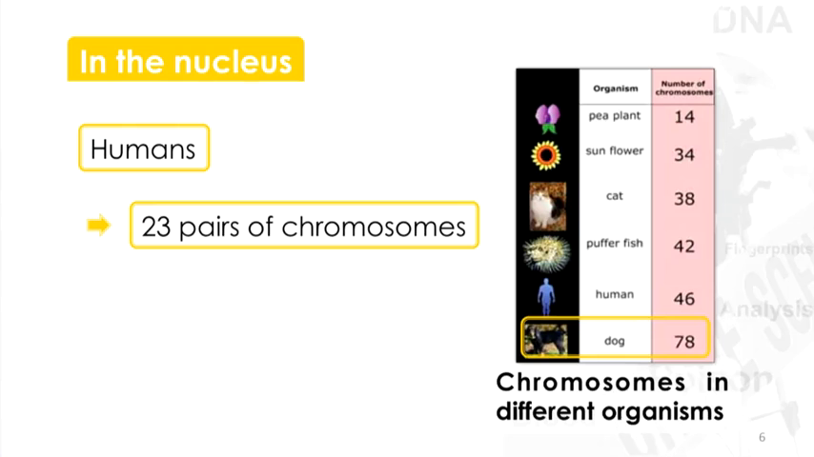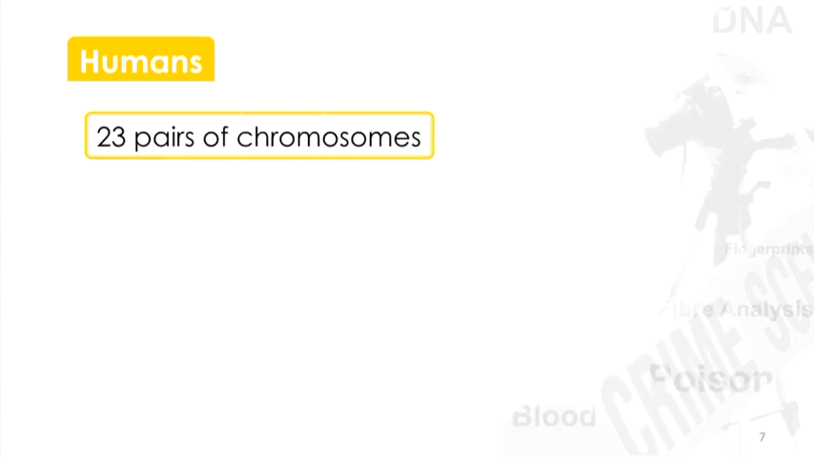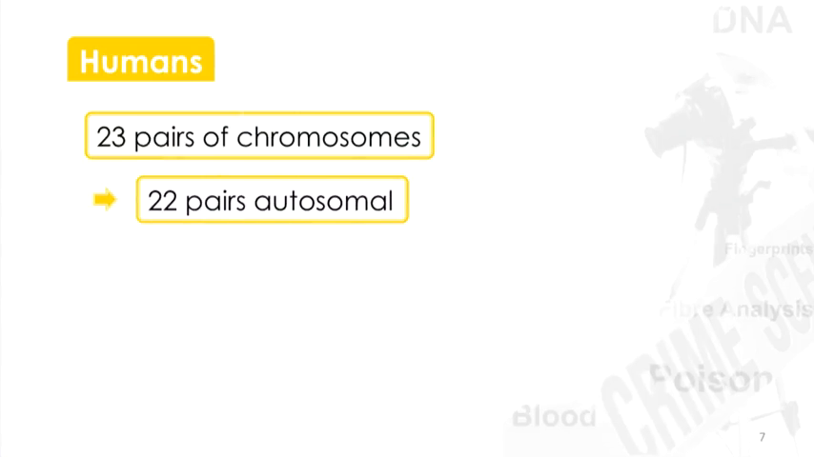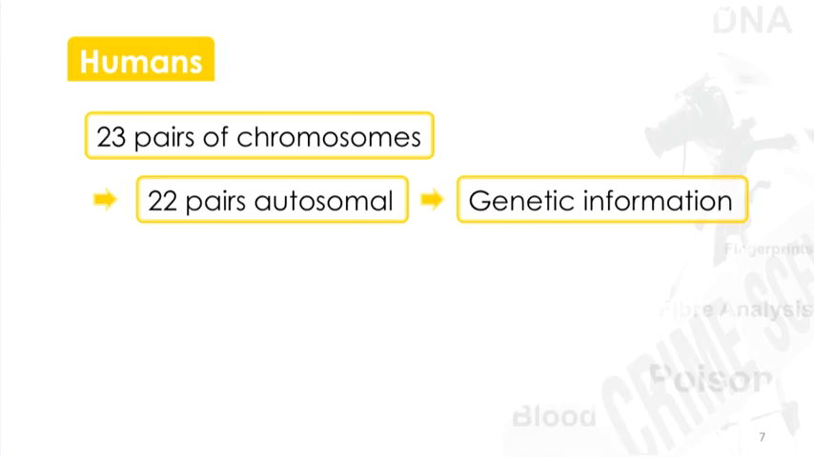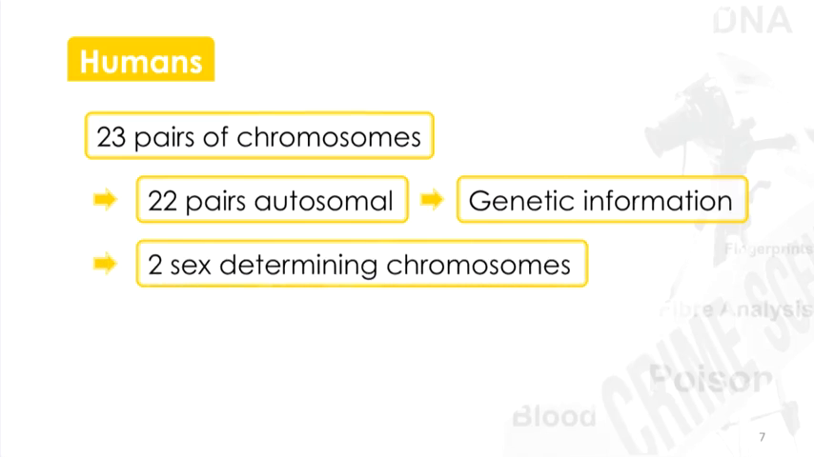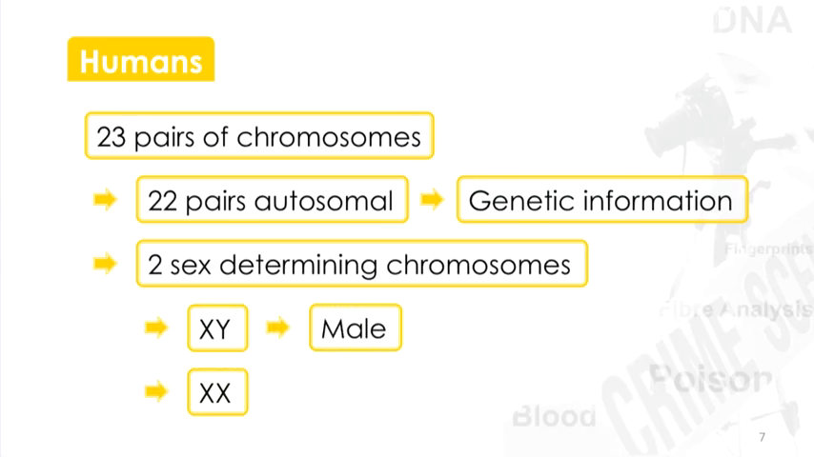Out of our 23 pairs of chromosomes, 22 pairs are normal chromosomes containing genetic information. The remaining pair contains the information that determines sex. So, of course, if you have the XY combination of chromosomes, you'll be male. If you have the XX combination, you would be female. So forensic scientists, by looking at these chromosomes, can determine the gender of the person.